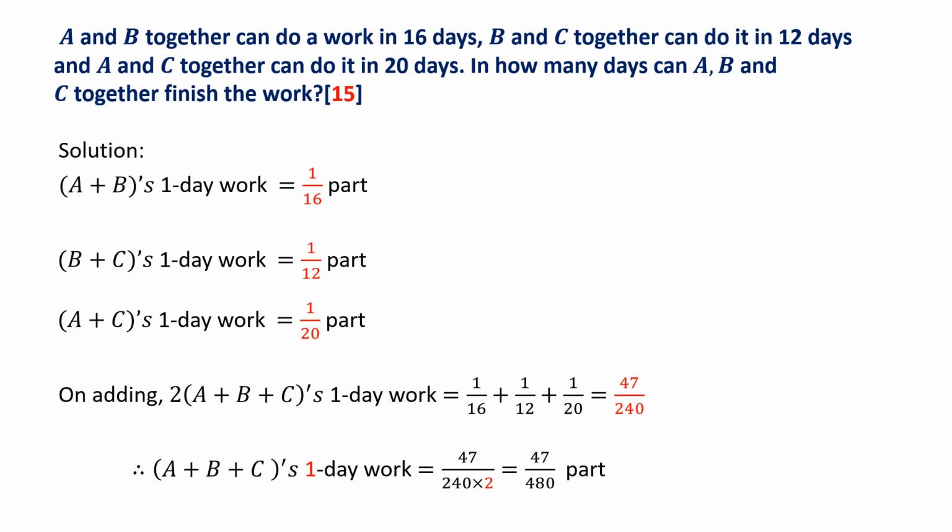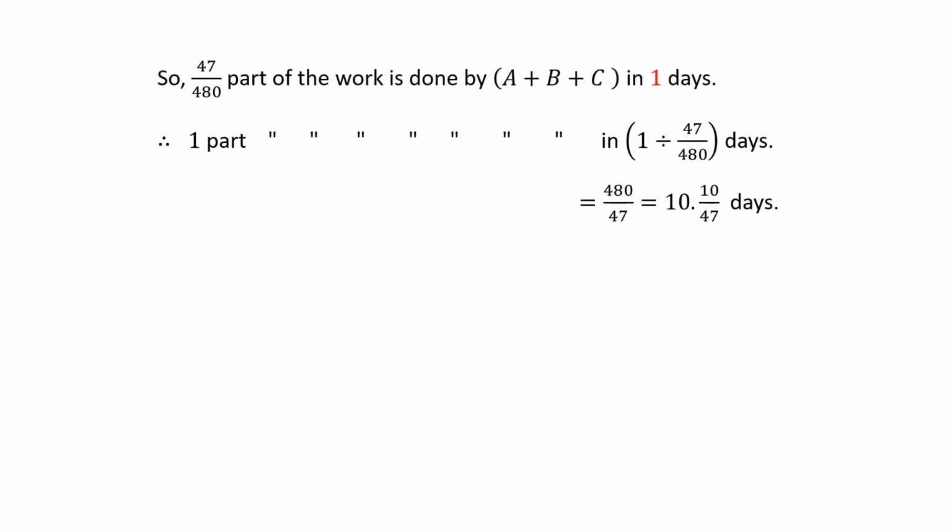As you have the one-day work, you can easily just reverse it. 480 divided by 47 days are required to complete the whole work for A plus B plus C. What I have done here: 47 over 480 part of the work is done by A plus B plus C in one day. So one whole work is done in 480 over 47, that means 10 and 10 over 47 days. That is the math. That completes our problem.